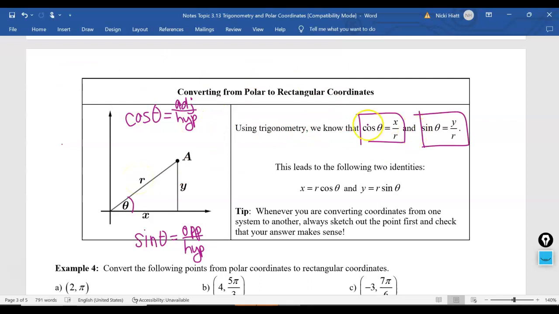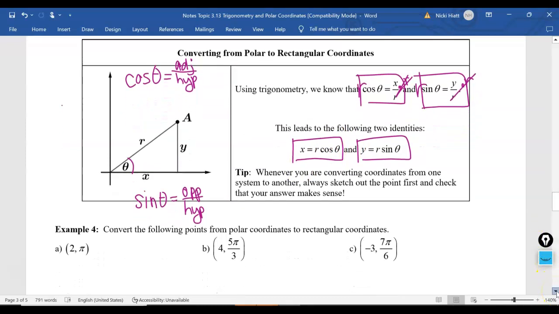If you wanted these equations solved for x and y instead of sine and cosine like they are, all you would have to do is multiply both sides by r. It would cancel out the r here, and you'd multiply by r here. That will give you x equals r cosine theta. And same thing over here, we could multiply by r and multiply by r, and we would get y equals r sine theta. So these two formulas right here can be used to convert polar coordinates to rectangular coordinates.